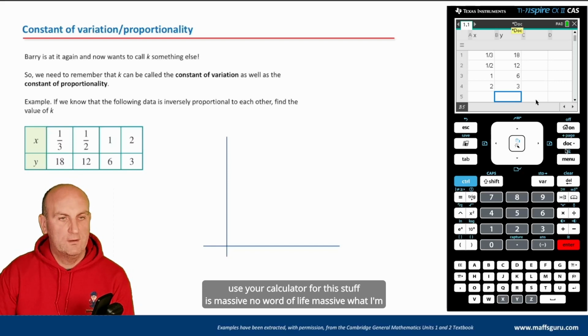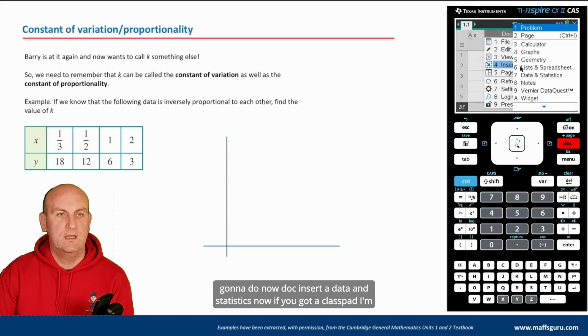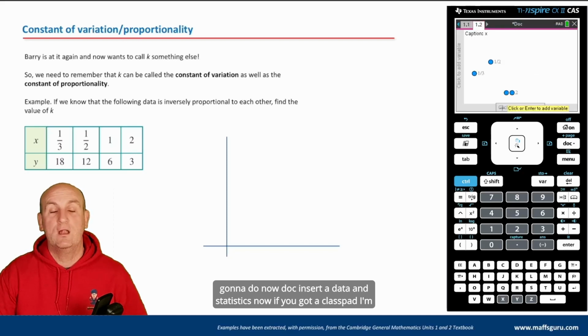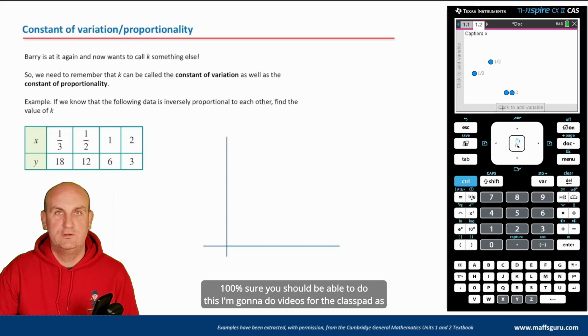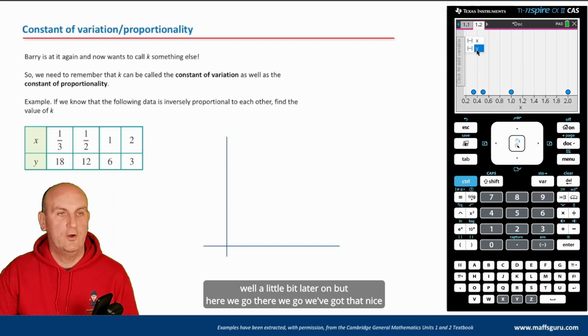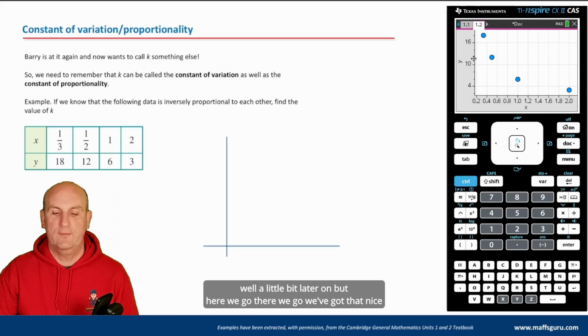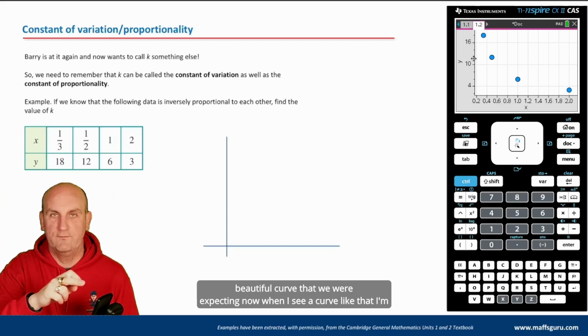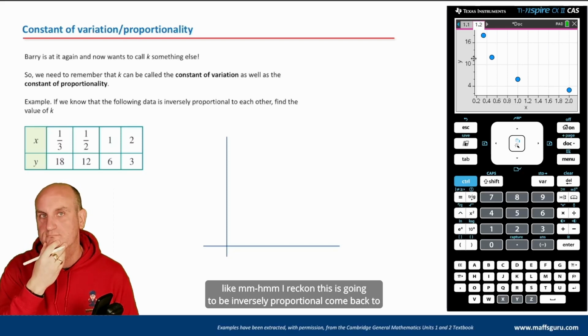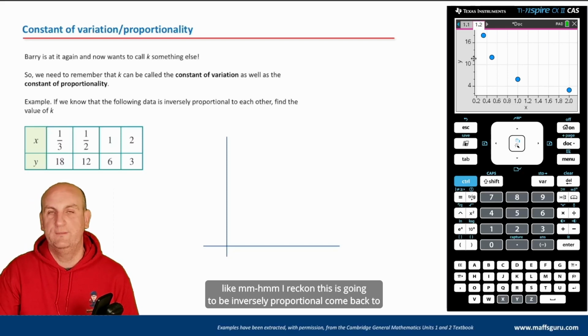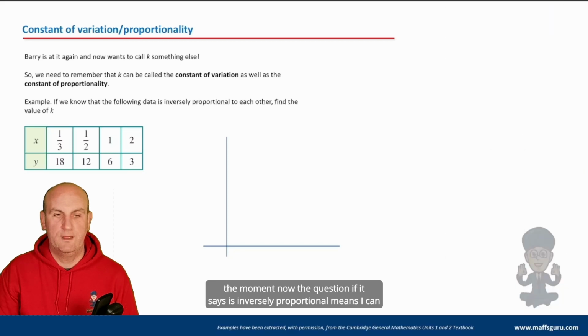What I'm going to do now, doc, insert a data and statistics. Now, if you've got a ClassPad, I'm 100% sure you should be able to do this. I'm going to do videos for the ClassPad as well a little bit later on. But here we go. We've got that nice, beautiful curve that we were expecting. Now, when I see a curve like that, I reckon this is going to be inversely proportional. Come back to showing how we can do that in just a moment. Let's turn my calculator off for the moment.